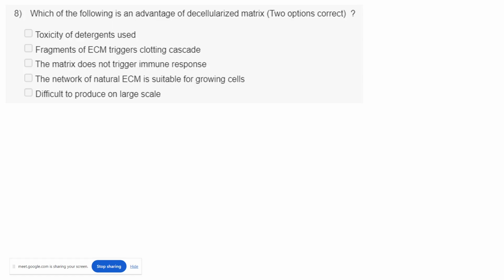Okay, option 3 and 4 are the correct answers. The matrix does not trigger immune response, and the network of natural ECM is suitable for growing cells.